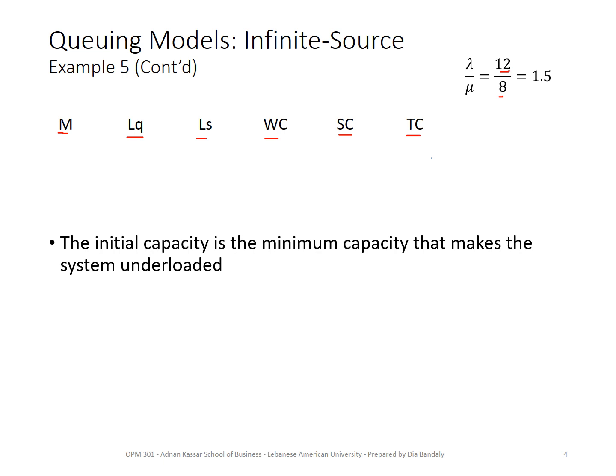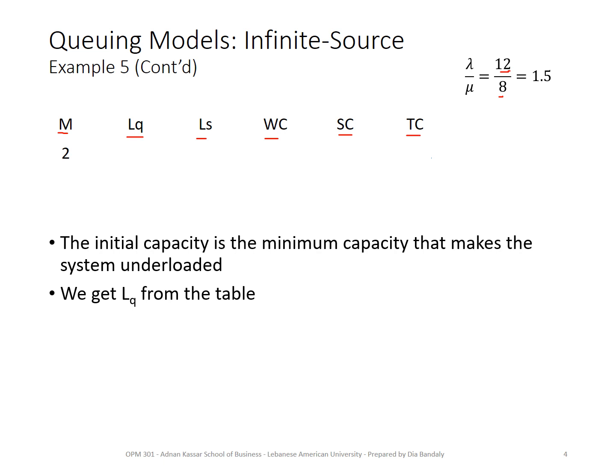So my minimum capacity or my initial capacity is what? It's the minimum capacity that makes my system underloaded. So if I have 2, for example, my system capacity would be 2 times 8, which is 16, greater than lambda. I'm underloaded, then we can use the model. So this will be my initial capacity, 2, right? Because it makes my system underloaded.